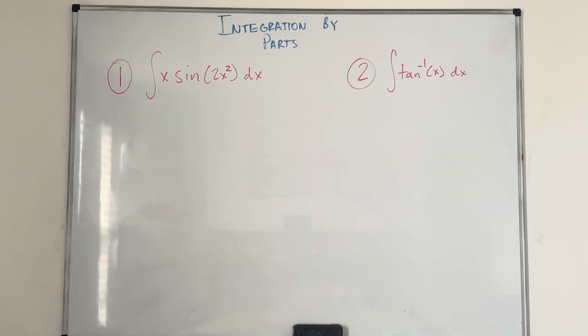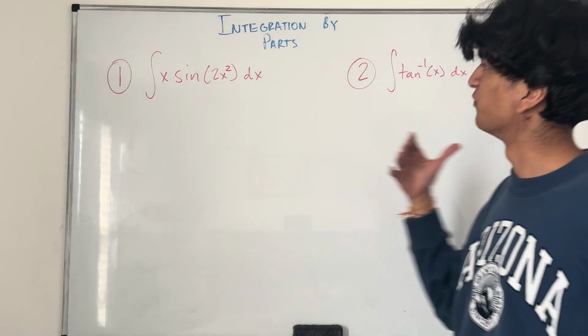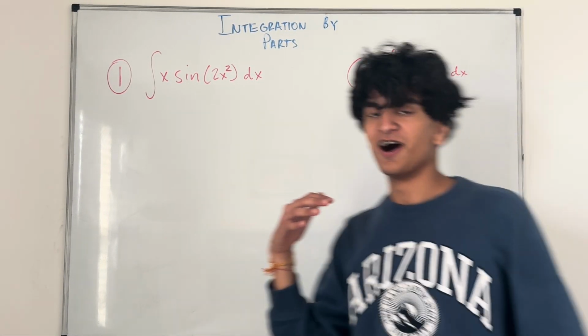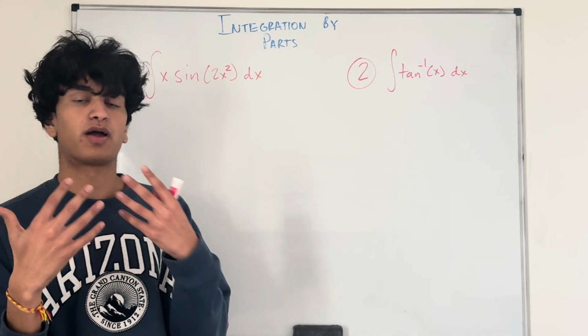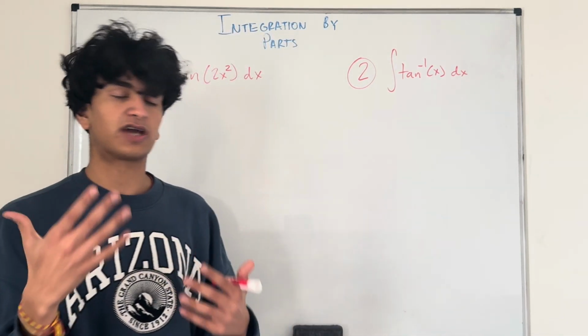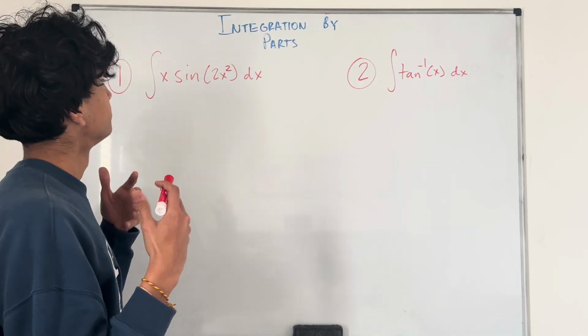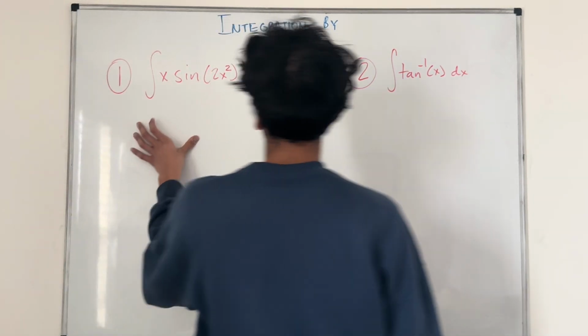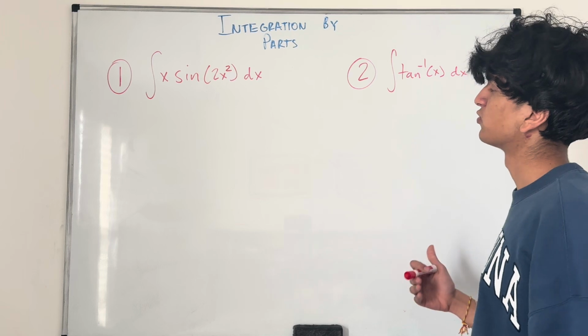I know the red is a little faint, so hopefully you can see it. I'm going to go over two examples of integration by parts to show you how to choose u, how to choose v, and just approach these kinds of integrals. Let's go over this first one: x sine 2x squared dx.